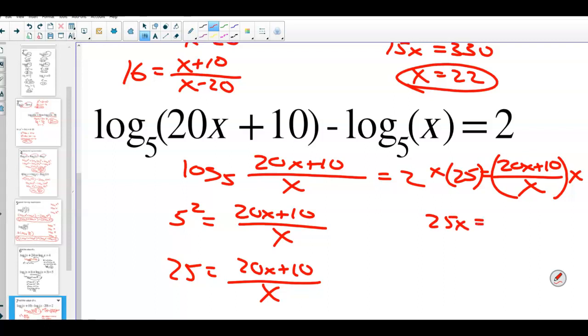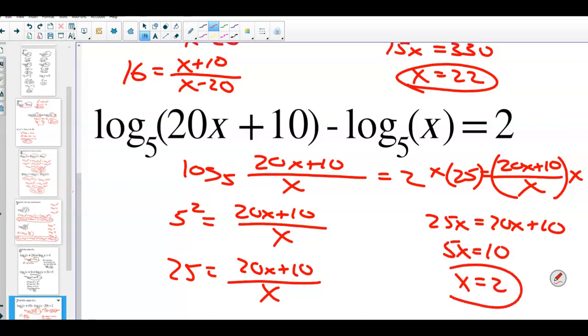So 25x equals 20x plus 10. Subtract the 20x, we get 5x equals 10. And my x equals 2. Okay. 20 times 2 is 40 plus 10 is 50. Divided by 2 is 25. So x equals 2 is working, both answers are good to go.